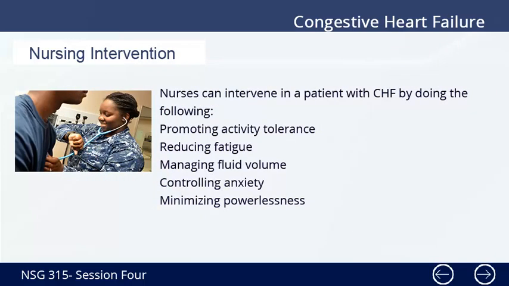Nursing intervention. Nurses can intervene in a patient with chronic heart failure by doing the following. By promoting activity tolerance. The patient's response to activities needs to be monitored, although prolonged bed rest and even short periods of recumbency promote diuresis by improving renal perfusion. They also promote decreased activity tolerance. An acute event that causes hospitalization indicates the need for initial bed rest. Rest is also required in a patient with severe symptoms. Otherwise, regular activity should be encouraged.